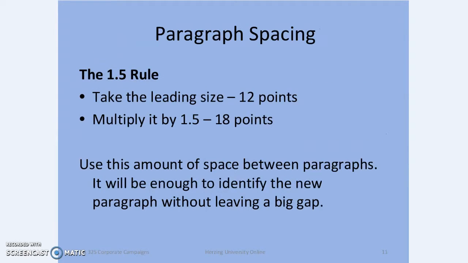Paragraph spacing. Yet another way paragraphs can be differentiated is for the designer to add more leading between the last line of a paragraph and the first line of the next paragraph. In order to determine how much additional leading to add between paragraphs, the 1.5 rule can be applied. You take the paragraph's leading size, which is usually 2 points more than the font size. So if it's a 12-point font size, then you're looking at the leading being 14, and multiply it by 1.5 to determine the extra amount of space.